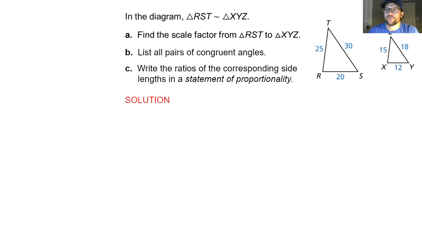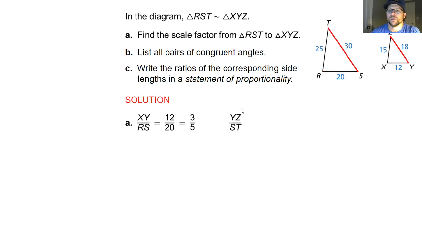So looking at the scale factor, let's look at our similarity statement first to determine which sides are corresponding. These bottom ones, RS and XY, are corresponding. You look at your similarity statement: RS is the first two letters, XY is the first two letters. Those two go together. Then we look at the actual measurements of those segments. You have 12 and 20. You reduce that fraction to get 3/5.